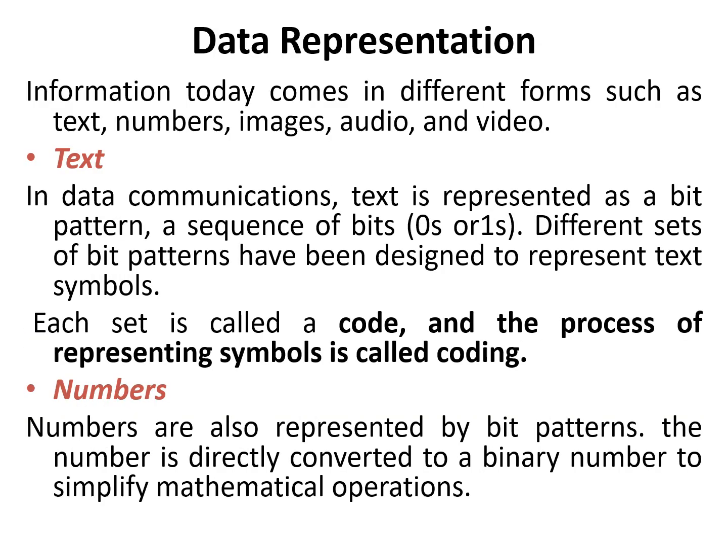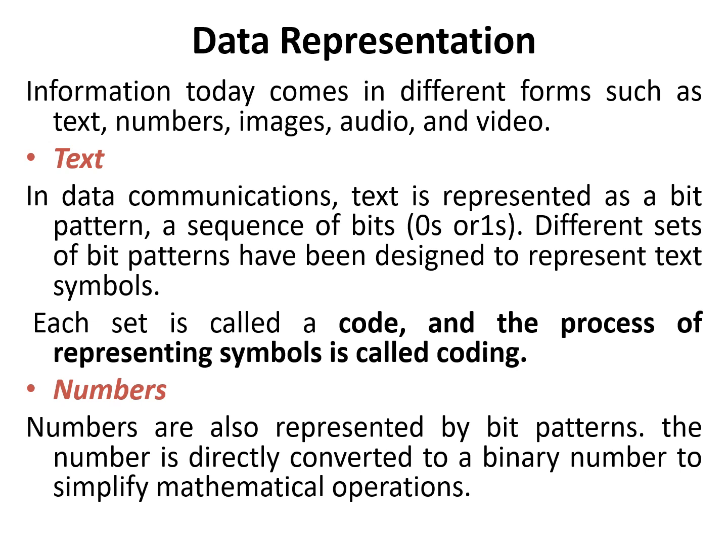There are various ways that data can be represented. The information today comes in different forms like text, numbers, images, audio, and also video. If we are talking about the data in terms of text, text is represented as a bit pattern, and these bits can be 0 or 1. Different sets of bit patterns can be designed to represent any text symbol. Each pattern that represents a data item is called a code, and the process of representing these symbols is called coding.